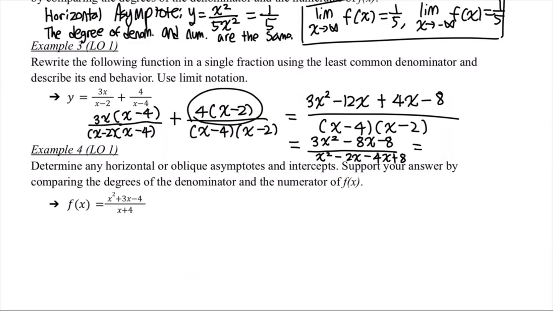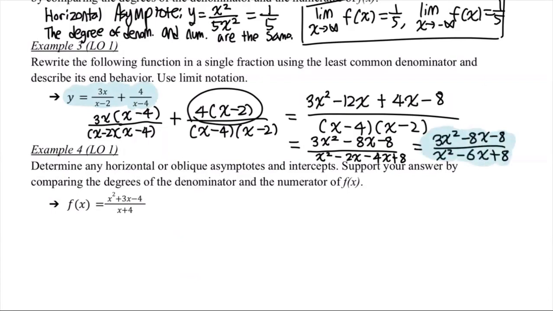That can be written as x squared minus 6x plus 8. And that is what we have. We have written these two different fractions into a single fraction like this.